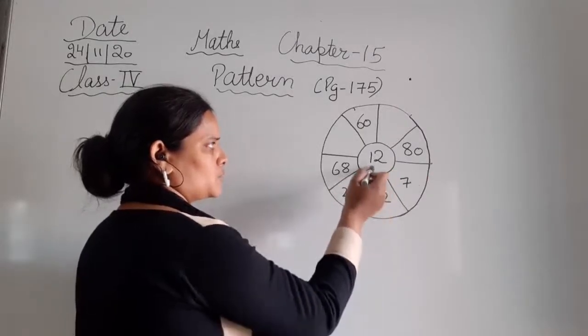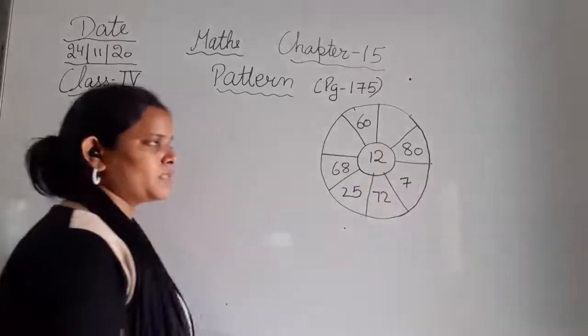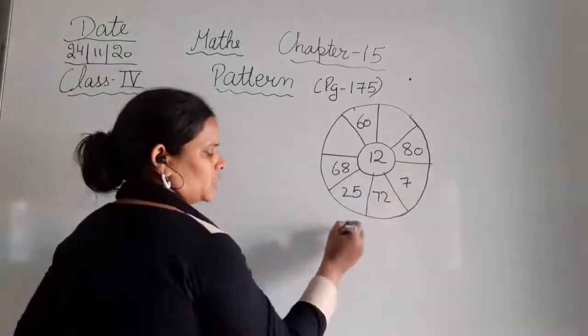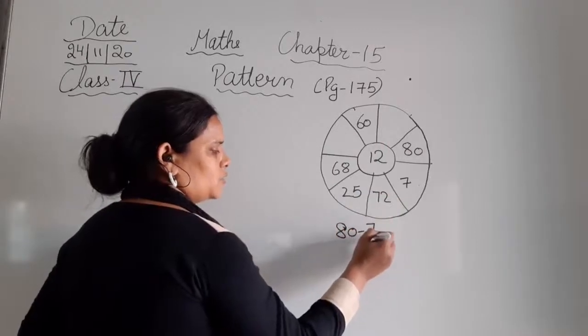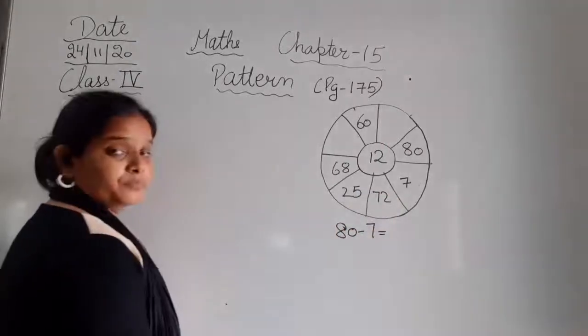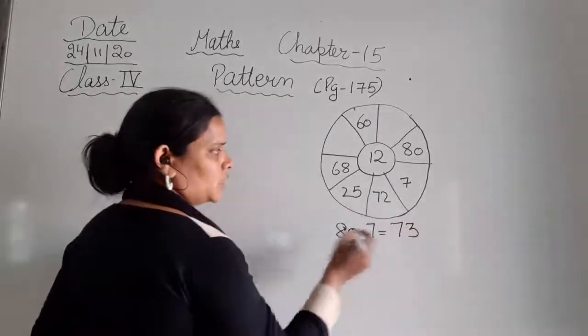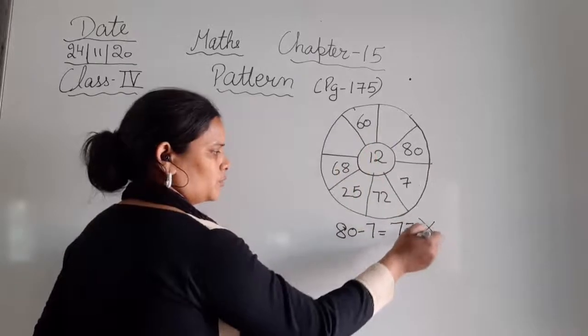72 minus 12, that is 60. तो अभी हम स्टार्ट करते हैं. 80 minus 7. अगर हमने 80 में से 7 को माइनस किया, that will be 73. कहीं 73 है? No.